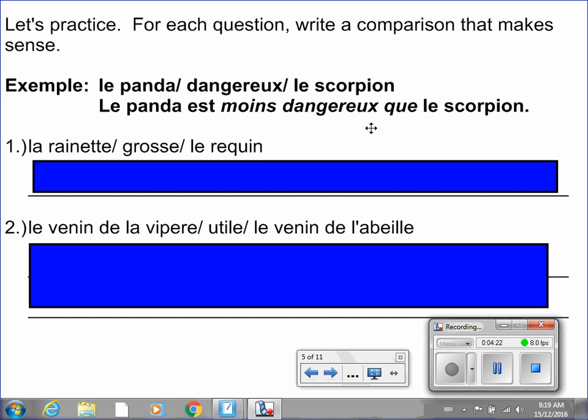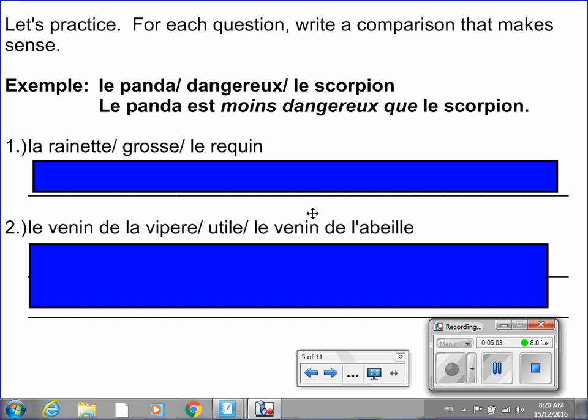So put this video on pause and give these next two a shot. I'll just say, before you put the video on pause, la rainette means tree frog, gros means big, le requin means shark, and number two, we've got le venin de la vipère, which means viper venom, utile, useful, and le venin de l'abeille, bee venom. So put the video on pause right now, give these two a shot, and then when you hit play, I'll reveal the solutions. All right, so let's see how you did.